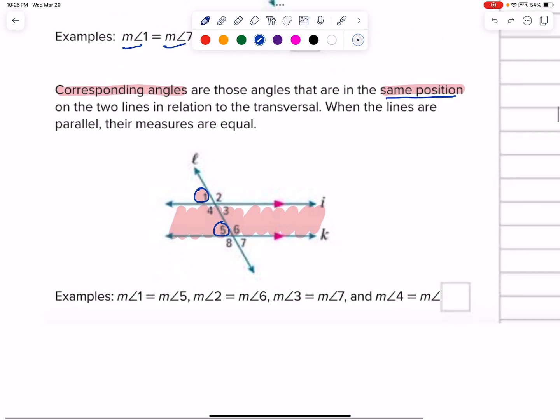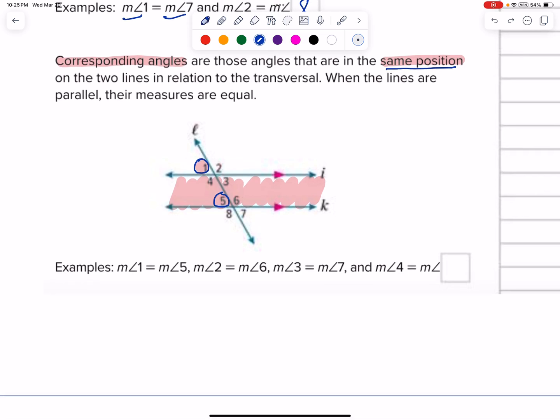And so those are called corresponding. They're in the same position relative to that transversal. So that means directly to the left of the transversal, and directly above one of the parallel lines.